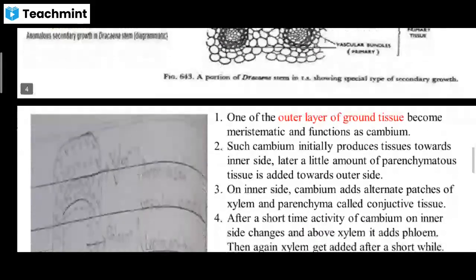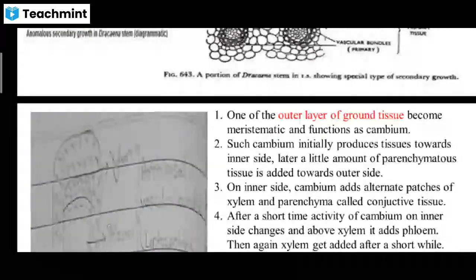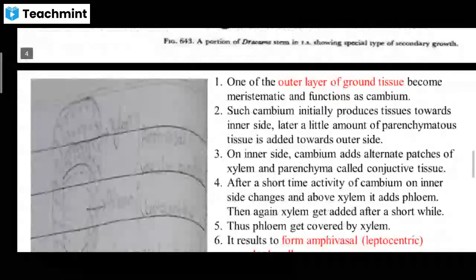Such a cambium initially produces tissues towards the inner side, and later a little amount of parenchymal tissue is added towards the outer side. As you know, normally in the activity of cambium, they add xylem and phloem, but here they develop parenchymatous tissue at the outer side, and on the inner side the cambium adds some alternating patches of xylem and parenchyma.